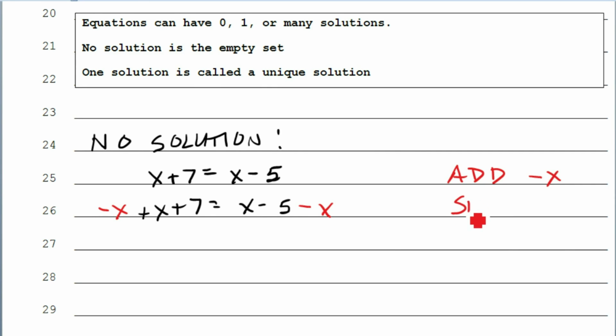And then simplify both sides, combining like terms. You have minus x plus x, and 7 just equals 7. The x's cancel out. X minus x is 0, and you have a minus 5 on this side. And what you're left with is a statement that is false. 7 does not equal minus 5. Never has, never will. So the solution set to this is 0. It's the empty set. You have 0 solutions. It is the empty set.